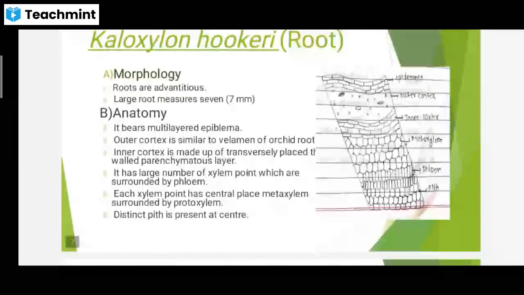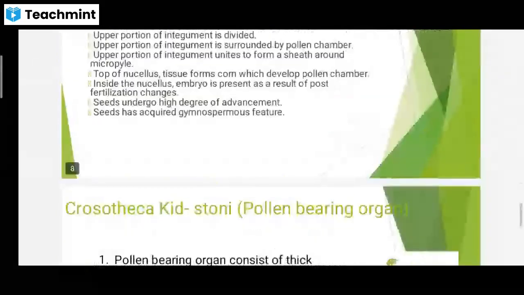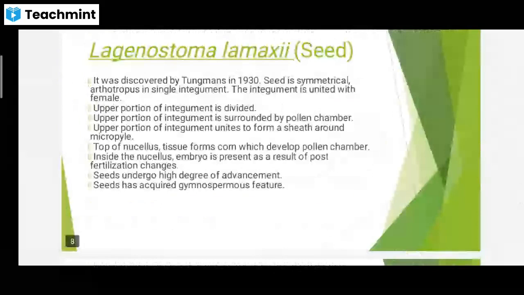Next is Lagenostoma lomaxi, that is seed. It was discovered by Tungman in 1930. Seed is symmetrical, with a single integument. The integument is united with the nucellus.